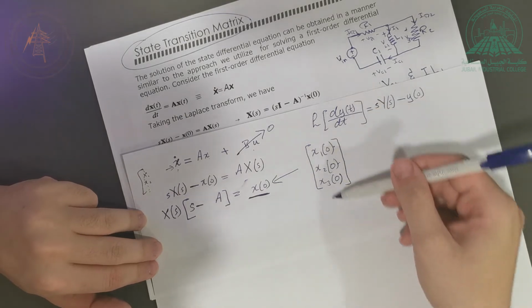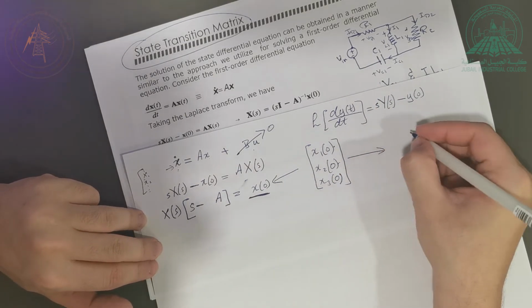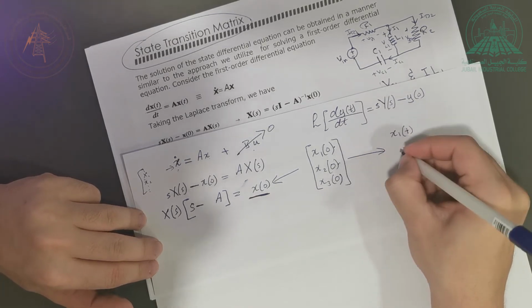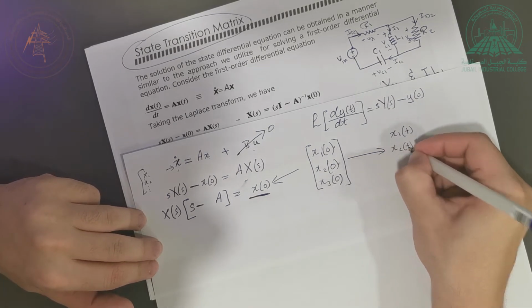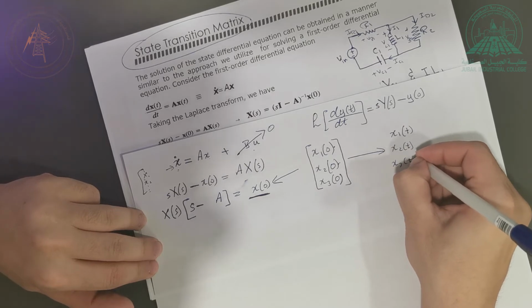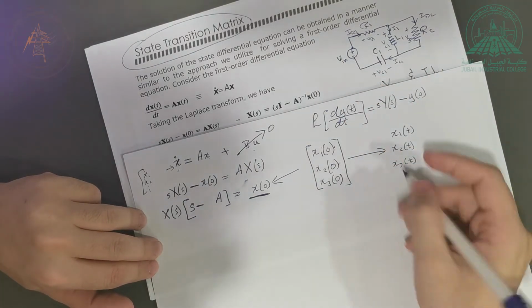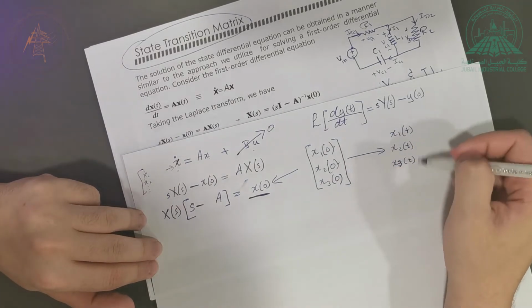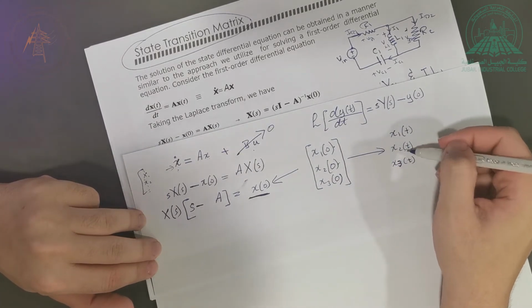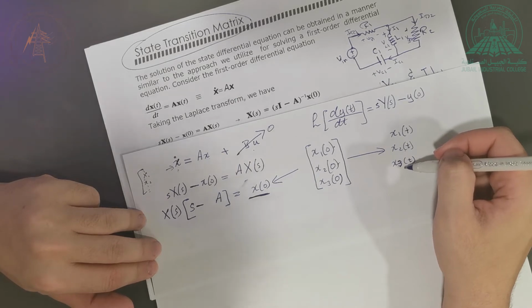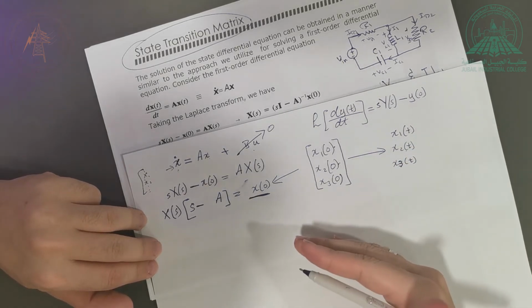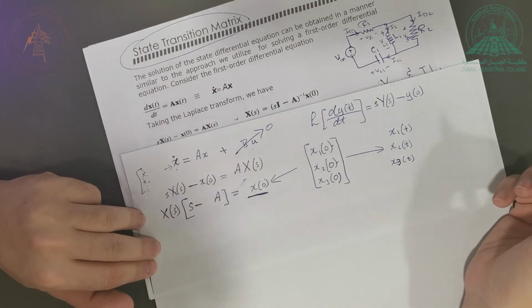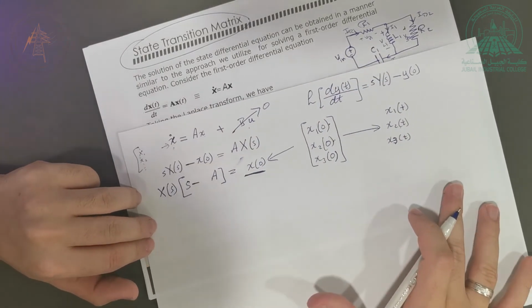Now I need to move from this to any point in time. I want to know x1(t), x2(t), x3(t). I need a formula or an equation that tells me this is what x1(t) is, this is what x2(t) is, this is what x3(t) is. Now, if I want to know x1 after 5 seconds, what do I do? Put 5 instead of t. Well, we're going to see that right now, inshallah.